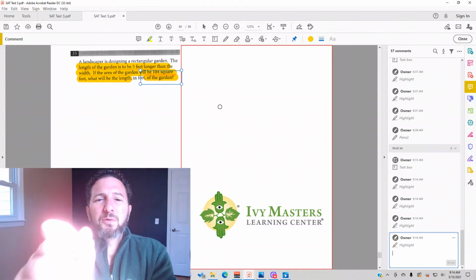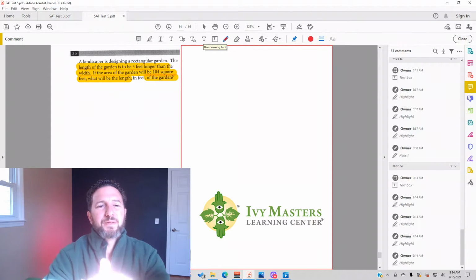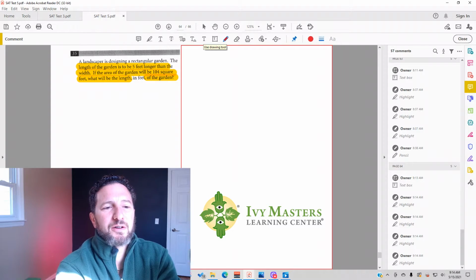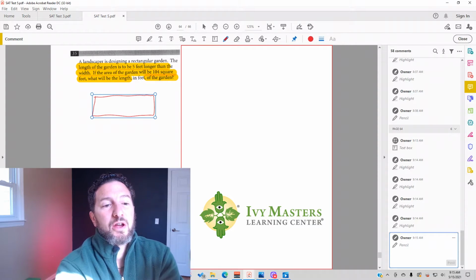So, how are we going to do this? Here's a good rule of thumb. Anytime there's something to draw, just draw it. So what have we got here? We've got a rectangle. So we draw a rectangle. The length is going to be 5 feet longer than the width.